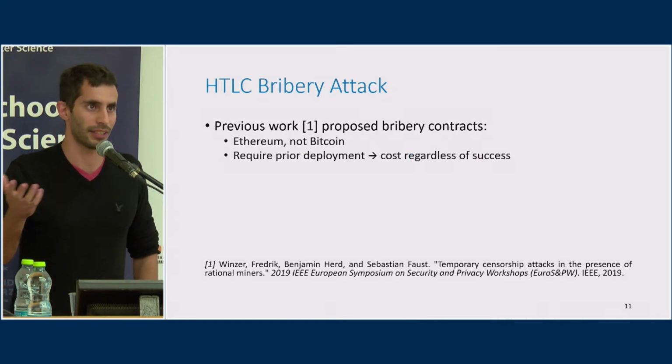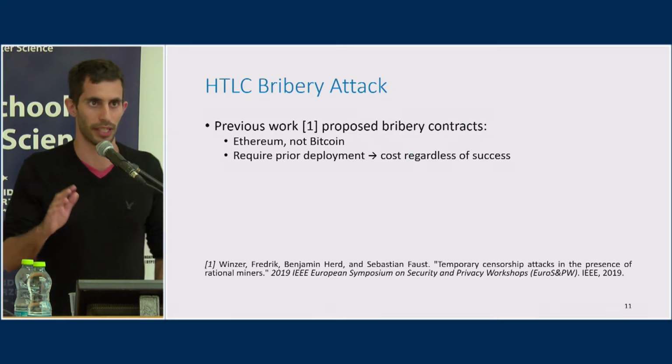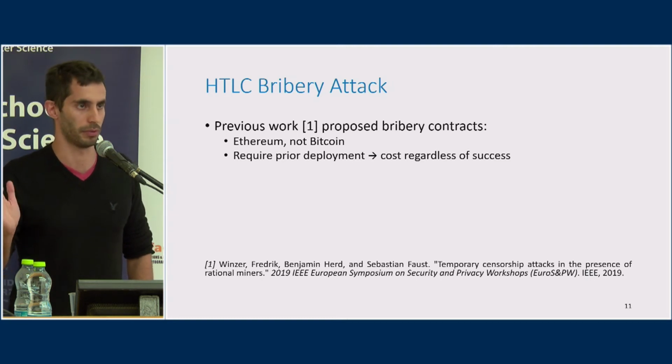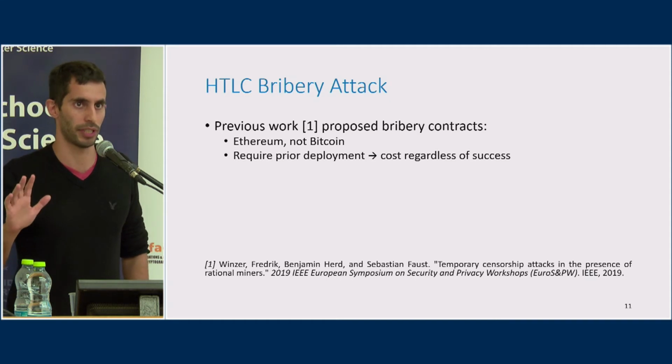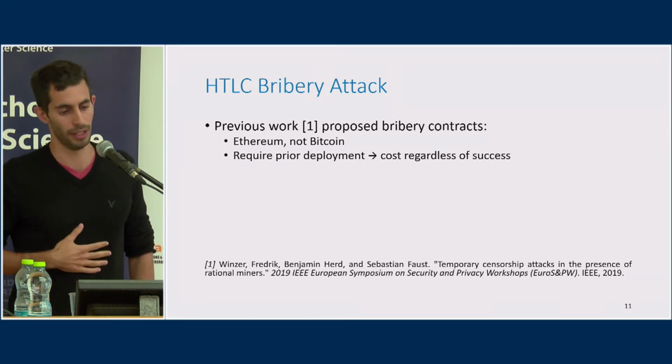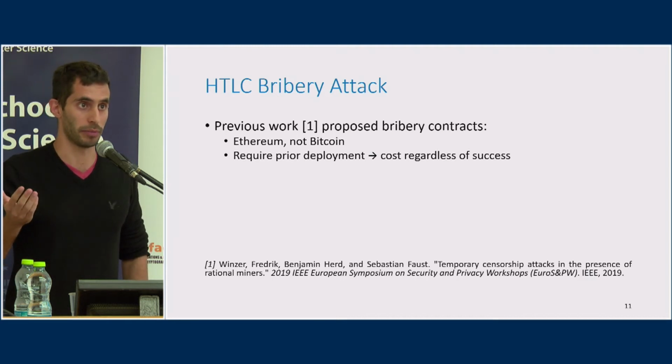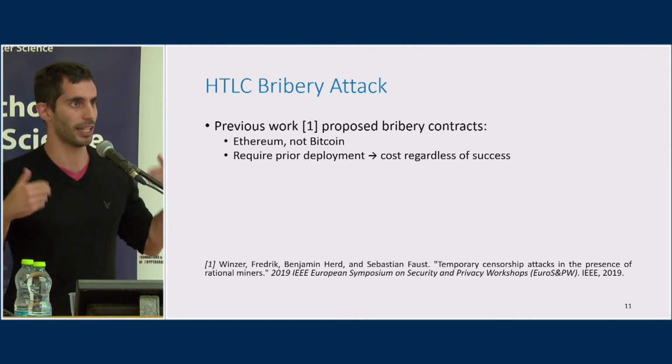Okay, so this attack is known. It was discussed by Windsor et al. in a previous work from 2019. They suggested using an Ethereum smart contract to coordinate this attack. This contract is a bit elaborate, so it's only supported by the Ethereum opcodes, but not by Bitcoin's. It also requires prior deployment, meaning it has some cost regardless of whether the attack succeeds or not.